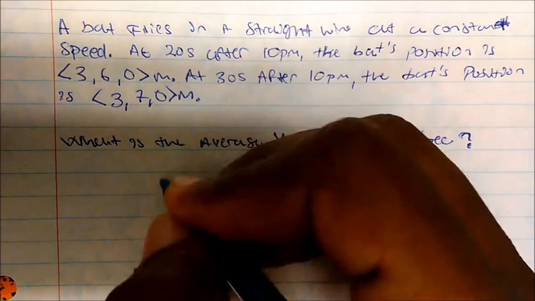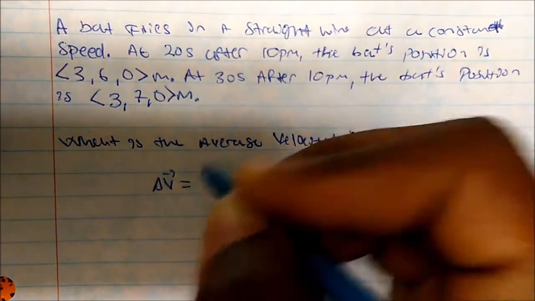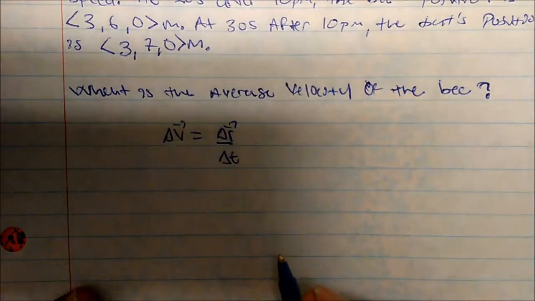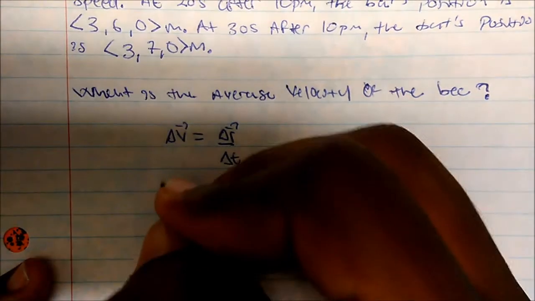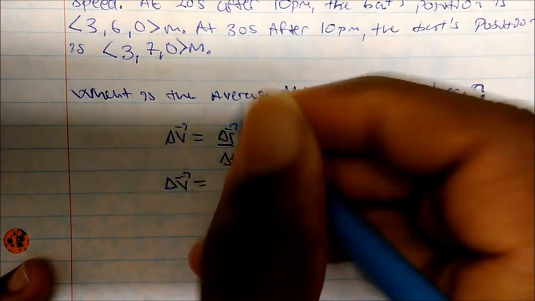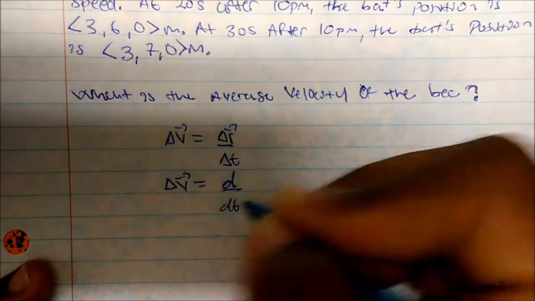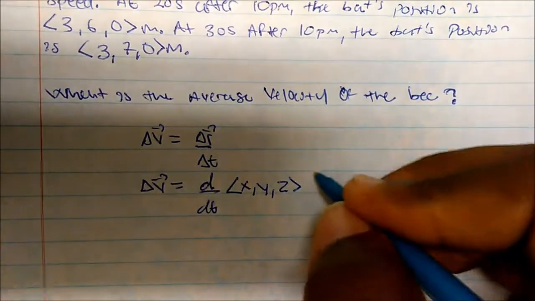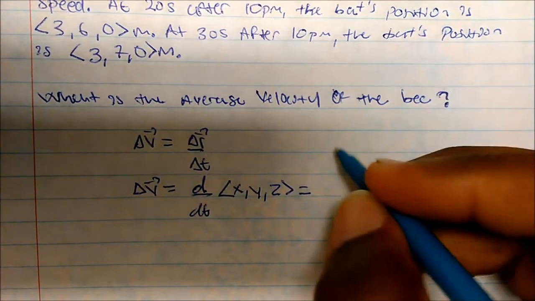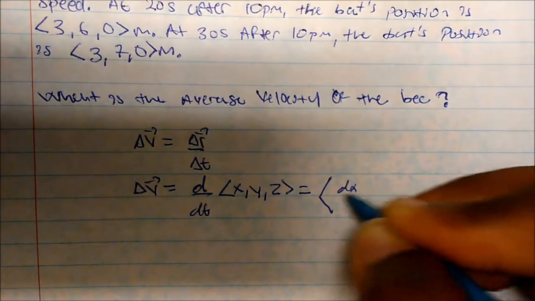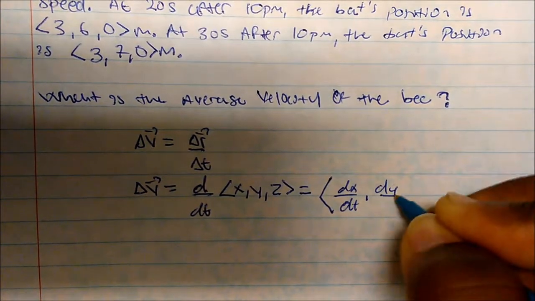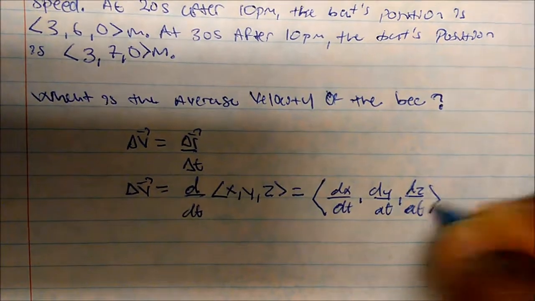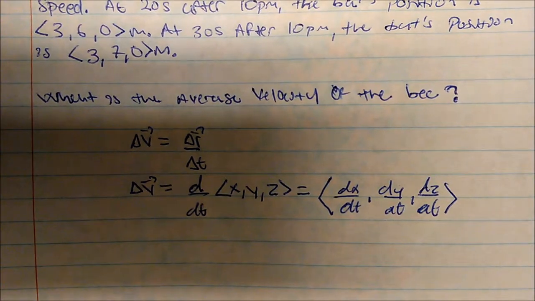Well, we know the velocity is equal to the change in position over the change in time. Okay, we know that is true. And we can break this down and say the velocity is equal to d of my position x, my position y, my position z with respect to time. And that simply is equal to dx over dt, dy over dt, and dz over dt. So that's what that means.